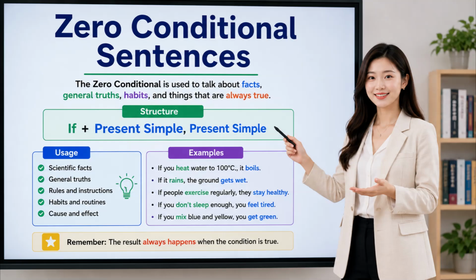Here are some useful tips for mastering the zero conditional. Think about whether the result always happens. If the answer is yes, the zero conditional is usually the correct choice. Use the present simple tense in both clauses. Remember that if can often be replaced by when because the result is certain. Practice by creating sentences about science, nature, school, health, and your daily routines. Listen for zero conditional sentences in conversations, movies, videos, and books to see how native speakers use them.